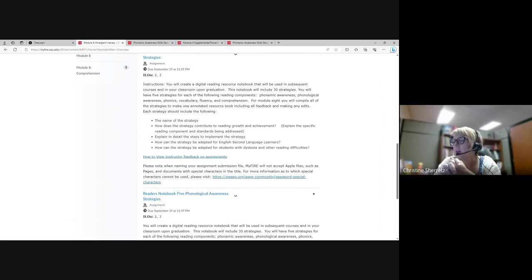How can the strategy be adapted for English second language learners? This is where you need to go back to Module 2 and look at some of those strategies. If you have English second language learners, how are you going to adapt this strategy for those students? How can the strategy be adapted for students that might have dyslexia or other reading difficulties? Again, you're going to go back and look: how can I adapt the strategy? I realize that you can find the strategies. What I really want you to think about is the adaptation of the strategies. How are you going to adapt the strategy?